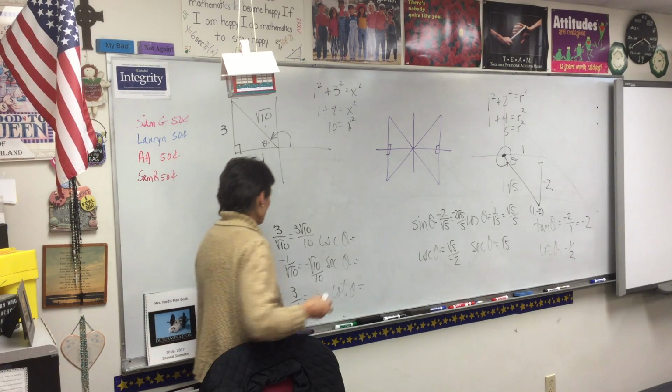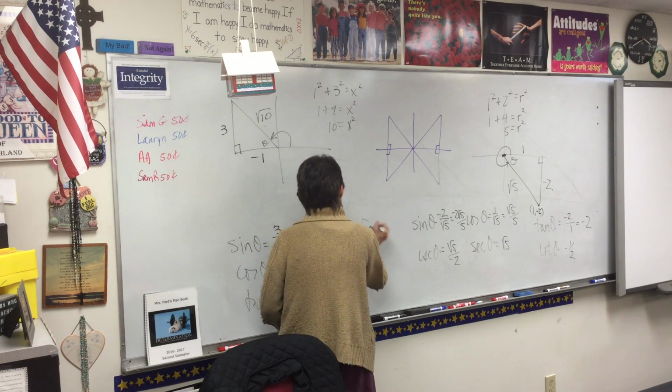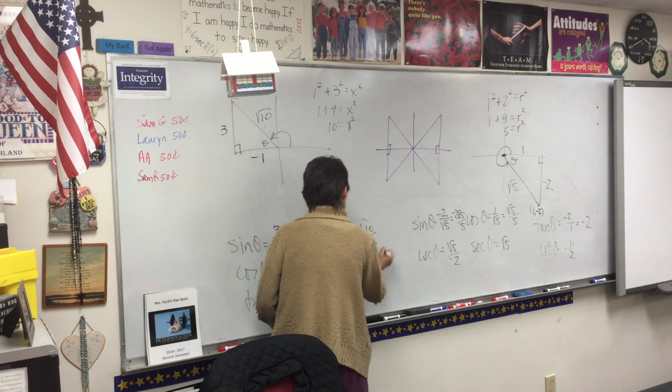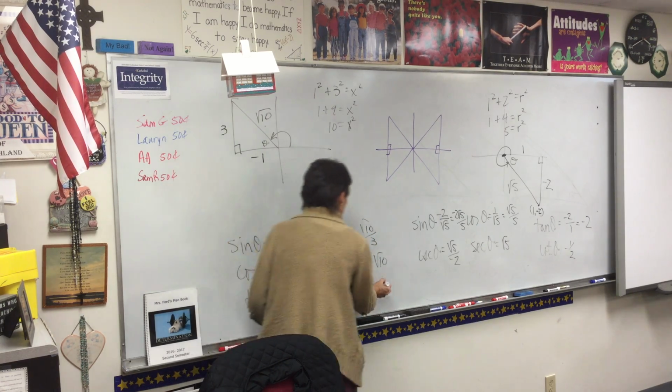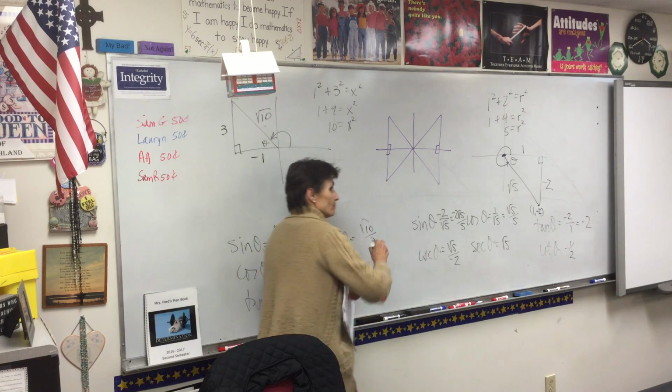Then we can do the reciprocals real quick. Root 10 over 3, negative root 10 over 1, or negative root 10, and negative 1/3.